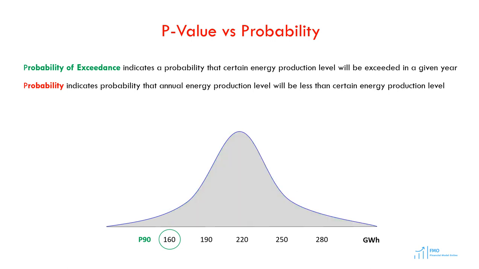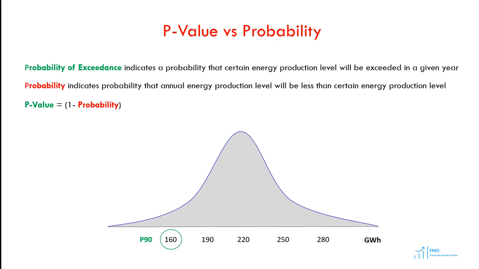So what's the probability? Probability is the area under the bell curve to the left of the 160 gigawatt hours, and it's 10%. You can see that p-value and probability are related. P-value is equal to 1 less the probability. If we know the p-value, we can figure out the probability and vice versa. The reason why you need to know about probability is that in Excel, we work with probabilities and not p-values, while in independent engineering reports, we get p-values and rarely probabilities.